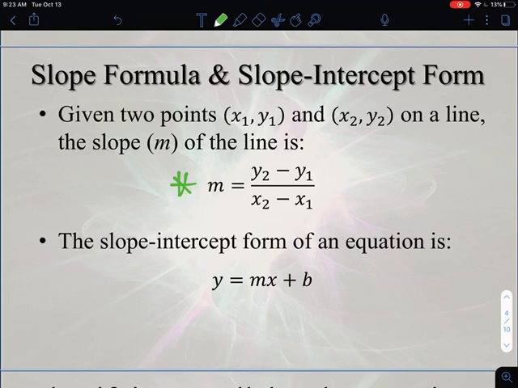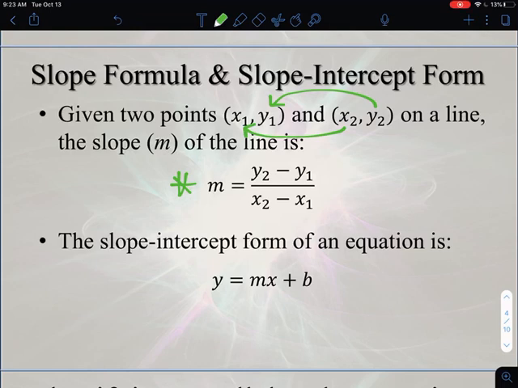The key here is just making sure that you subtract in the same direction. So I went y2 minus y1, and then I went x2 minus x1. Just go the same direction both times you subtract. Once you get that final value, you just reduce down and then compare slopes.